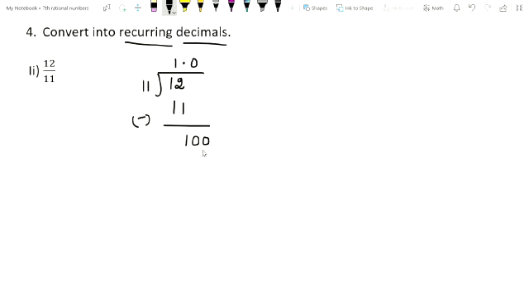In 100, how many 11s are there, children? 9. So 9 11s are 99. Now you subtract this. What you will get? 100 minus 99? 1. Okay. So you already kept the decimal. So you add 1 0. 10, 11. So we can't divide.